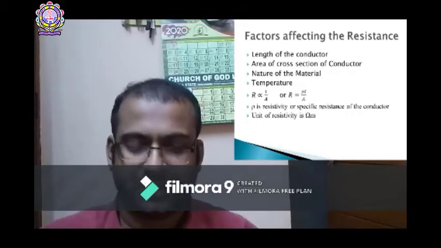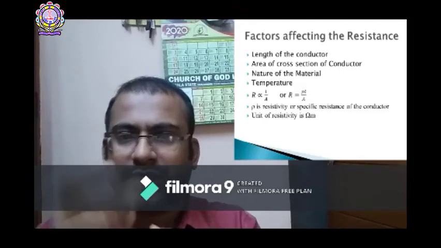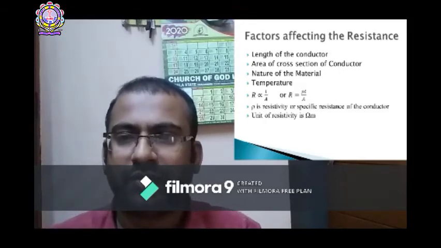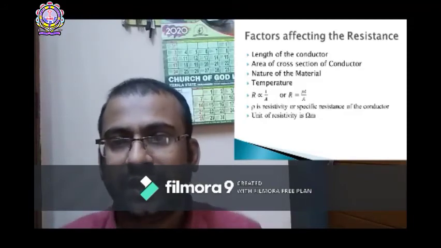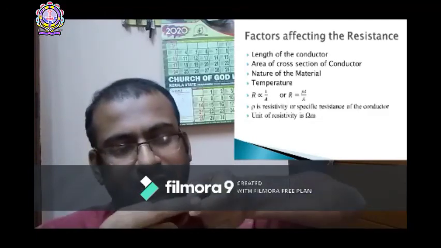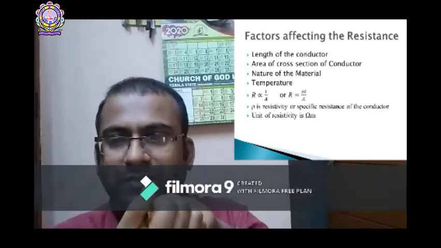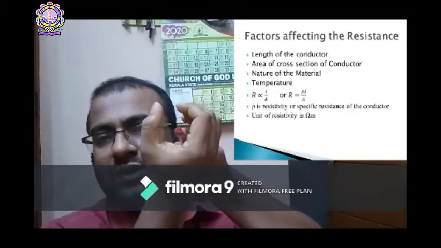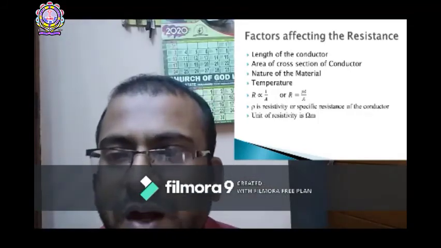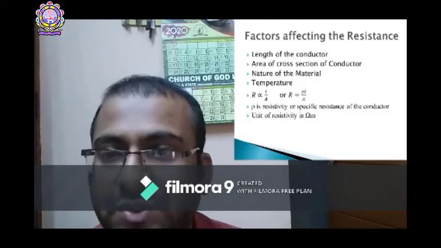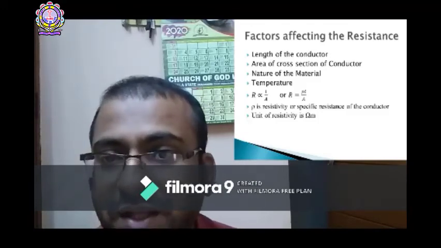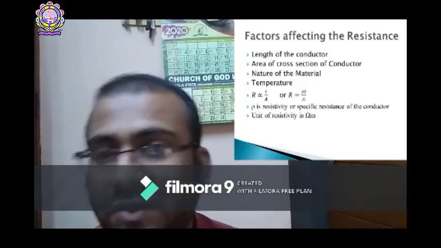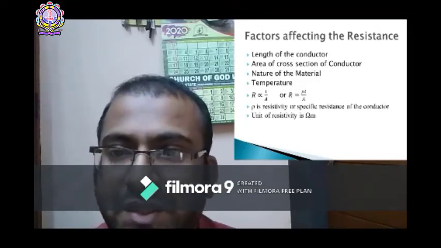Next one is area of cross section. Let us consider a narrow road and a wide road. On which road can you move fast? The wide road. Similarly, that means the area is increased. Like that, if the area of cross section is increasing, then the resistance will reduce. That means resistance is inversely proportional to the area of cross section of the conductor.